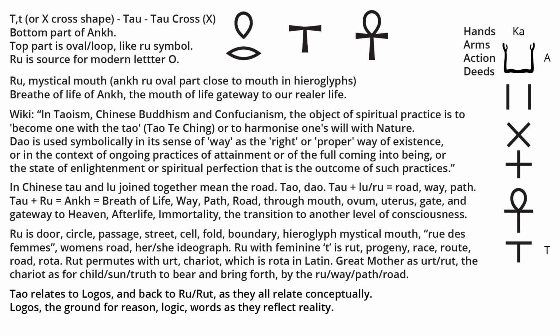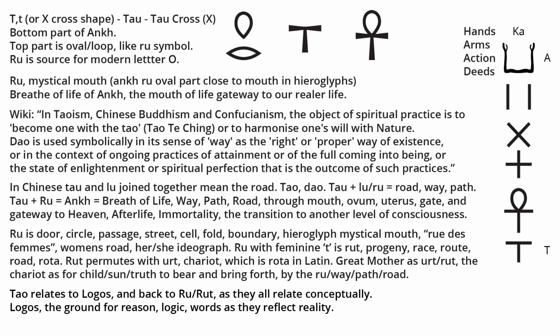Explanation. So, Ru is door, circle, passage, street, a cell, a fold, a boundary. In the hieroglyph, it's the mystical mouth. It's the Rue des Femmes, which is the women's road. The her or she ideograph.